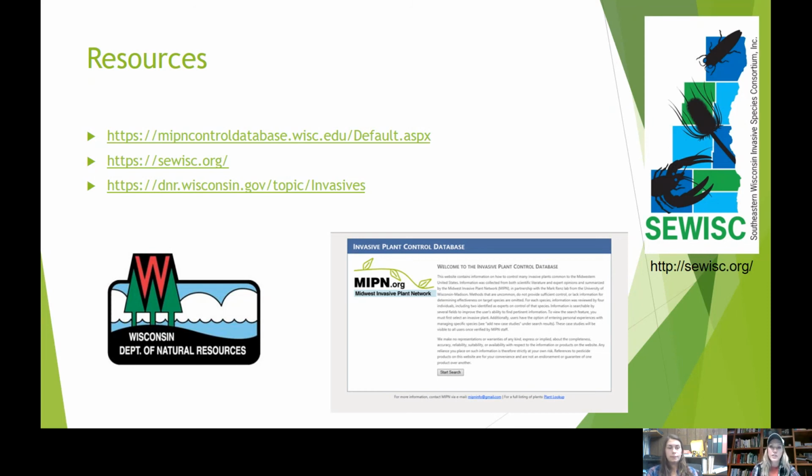It also can be filtered based on your experience levels. So you can tell this system, I'm a novice, I haven't done much of this, and it will let you know which techniques are most appropriate for someone that doesn't have a lot of experience with managing invasives yet.